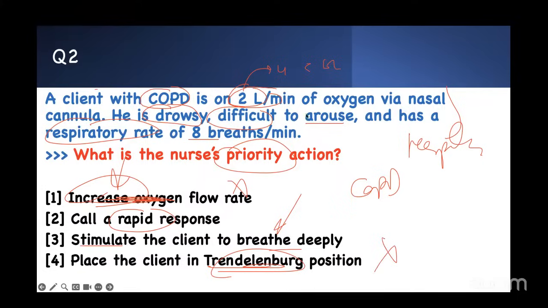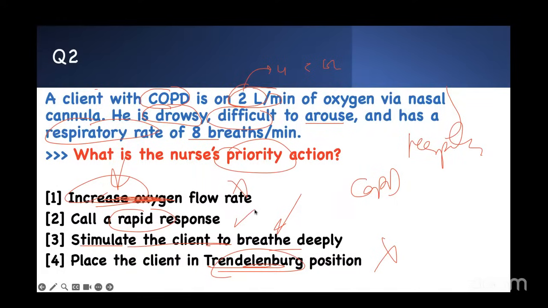The patient is already not doing well. Why do you want to stimulate them to breathe? Call for an EP. Therefore, a COPD patient should not get too much oxygen. Putting the head down is not good. Stimulating them to breathe is too late.